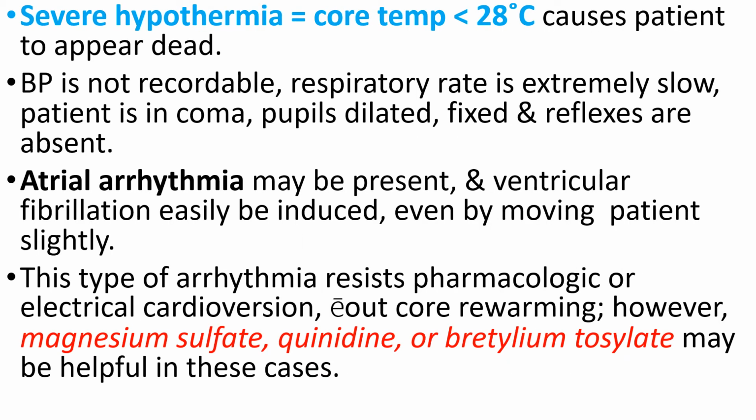Severe hypothermia, core temperature less than 28 degrees centigrade, causes patient to appear dead, blood pressure is not recordable, respiratory rate is extremely low, patient is in coma, pupils dilated, fixed, and reflexes are absent. Atrial arrhythmia may be present and ventricular fibrillation is easily induced even by moving patient slightly. This type of arrhythmia resists pharmacologic or electrical cardioversion without core rewarming. However, magnesium sulfate, quinidine, or bretylium tosylate may be helpful in these cases.